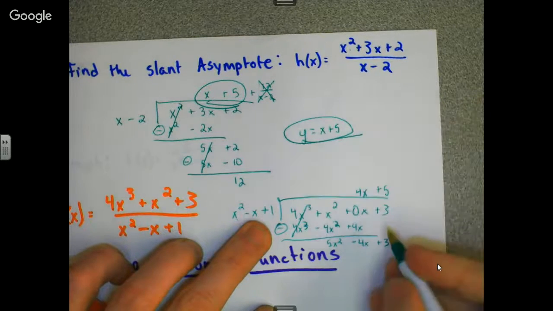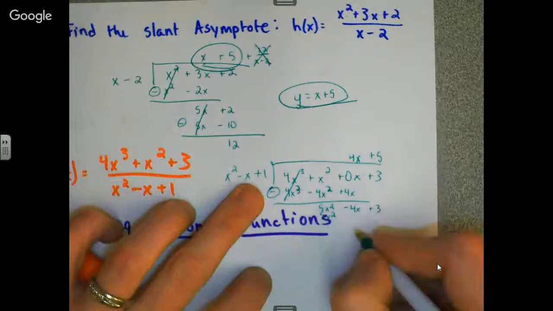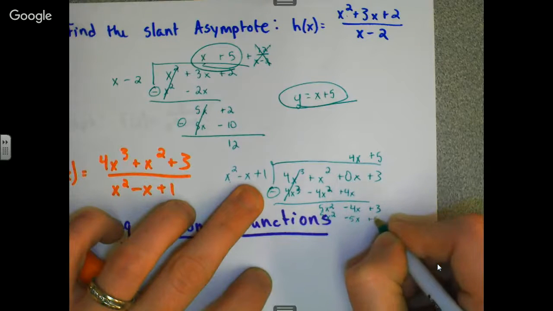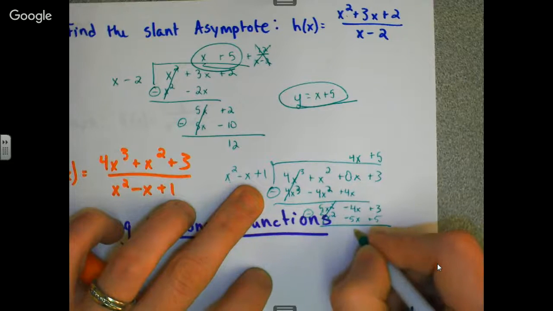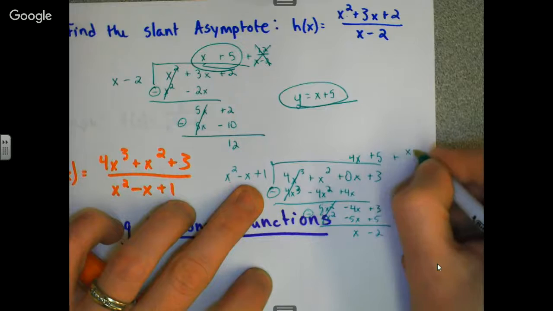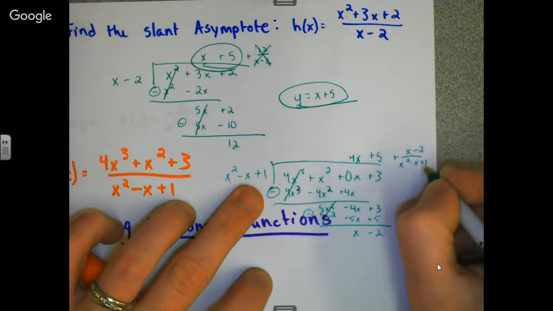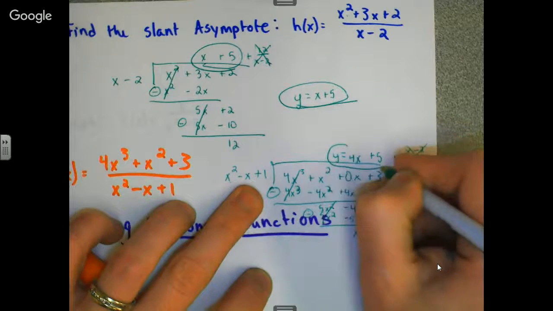So you get 5x squared, kind of running out of room here, minus 5x plus 5. And subtract. Those will cancel. You get x minus 2. So plus x minus 2 over x squared minus x plus 1. Now again, the remainder doesn't matter. This is your slant asymptote.